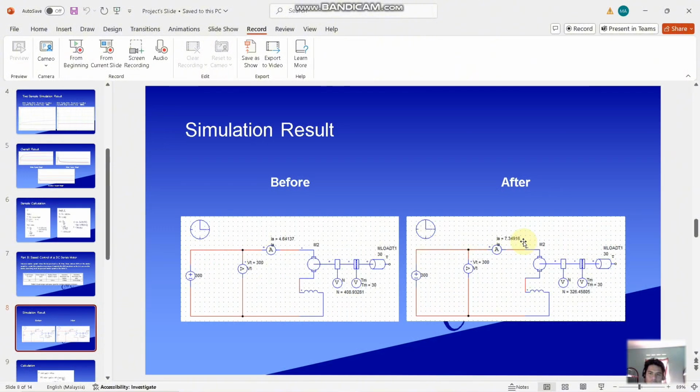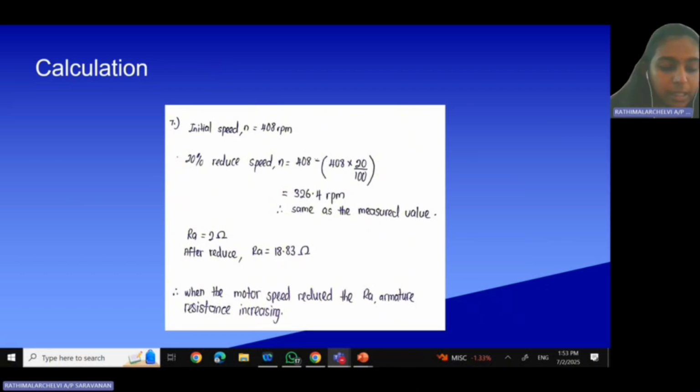Reducing by 20%. The applied voltage remained at 300 volts, but due to the increased resistance, the voltage drop across the resistor increased, reducing the effective voltage across the motor. This confirmed that increasing the resistance effectively reduces the speed of the DC series motor while maintaining the same torque load. Number 7, they asked to summarize your findings and show the simulation result compared with your calculation.